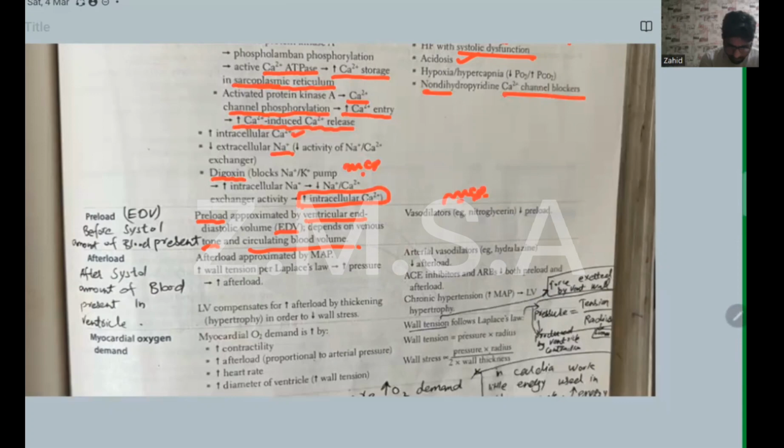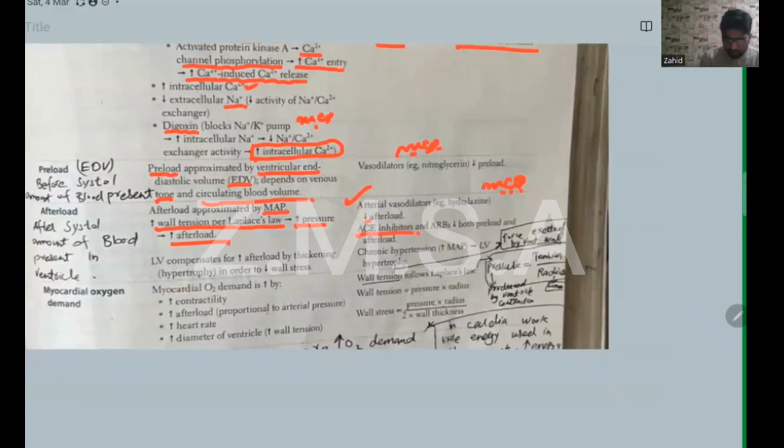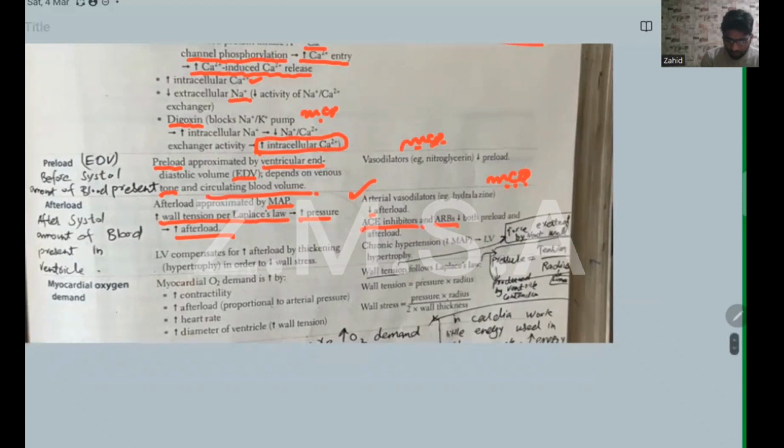Afterload is approximated by mean arterial pressure. Increased wall tension per Laplace's law, increased pressure, increases afterload. Okay, next, arterial vasodilators, also MCQs. Hydralazine is an arterial vasodilator and decreases afterload. ACE inhibitors and angiotensin receptor blockers decrease both preload and afterload.